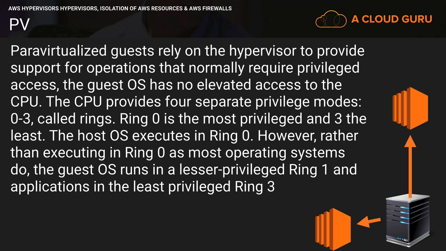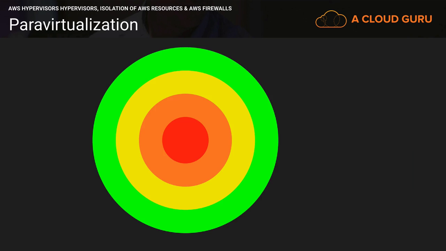Paravirtualized guests rely on the hypervisor to provide support for operations that normally require privileged access. So the guest operating system has no elevated access to the CPU. The CPU provides four separate privilege modes, 0 to 3, and these are called rings. Ring 0 is the most privileged, whereas ring 3 is the least. The host, the Xen hypervisor itself, is going to be executing in ring 0, but the actual guest operating system will be executing in ring 1, and then all your applications are executing in the least privileged ring 3.